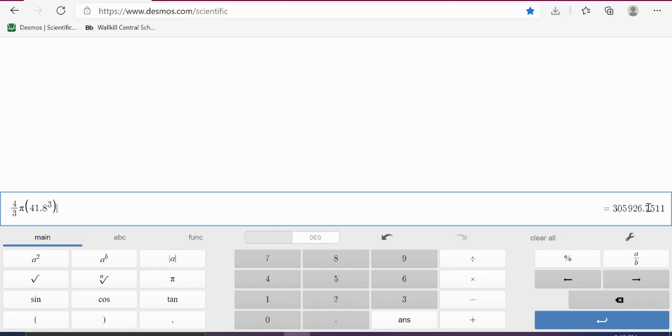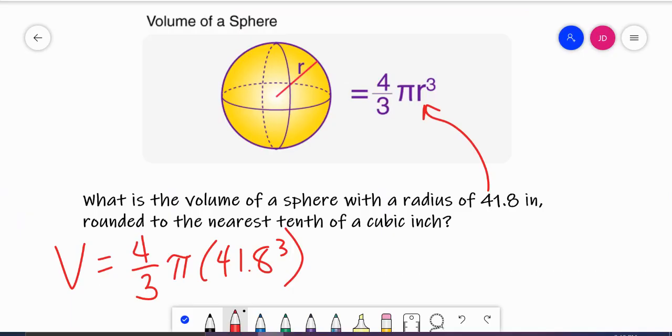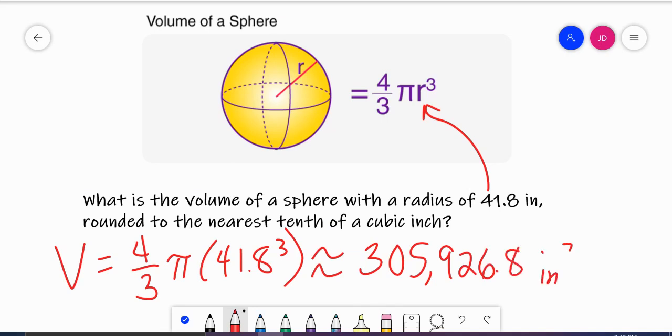You get 305,926.75. So you have to round this 0.7 up to 0.8 because the 5 bumps it up to 8. So I'm just going to write 305,926.8 inches cubed. All right, make sure the point's there. Double check. 305,926.8. Good. Awesome. All right, let's take a look at another one.